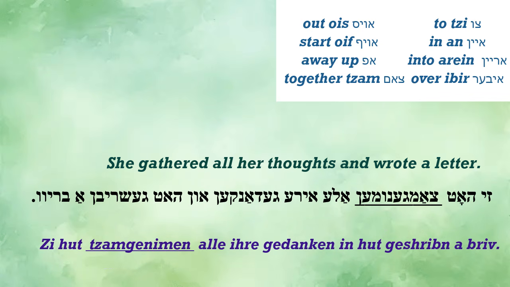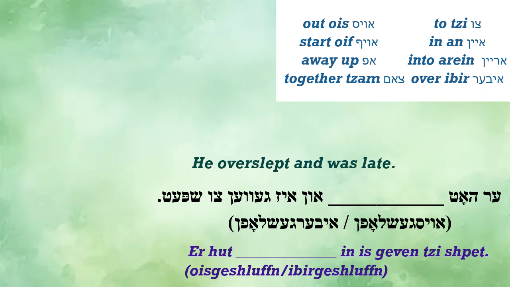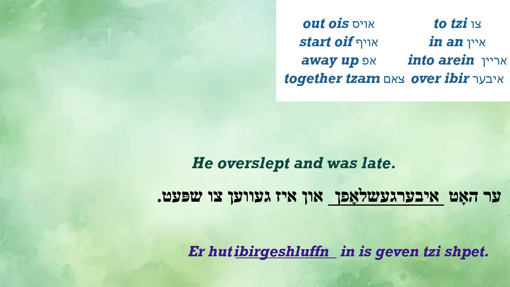Sie hat zusammengenommen alle ihre Gedanken und hat geschrieben einen Brief. Hat ausgeschlafen oder übergeschlafen und ist gewesen zu spät. Hat übergeschlafen und ist gewesen zu spät.